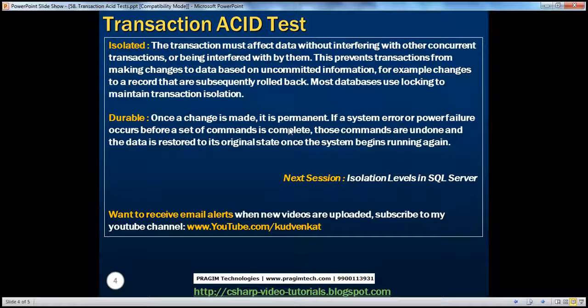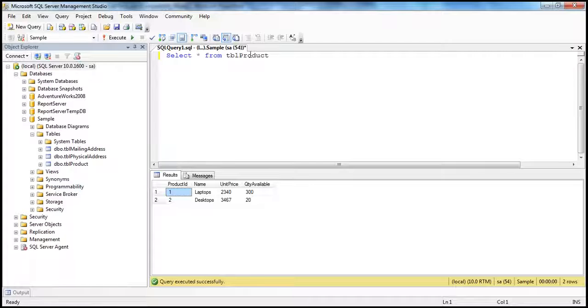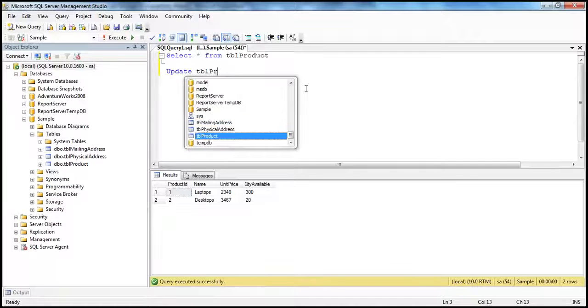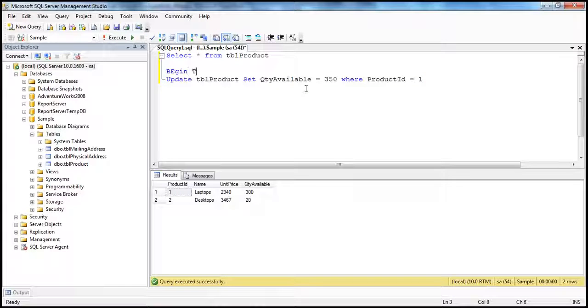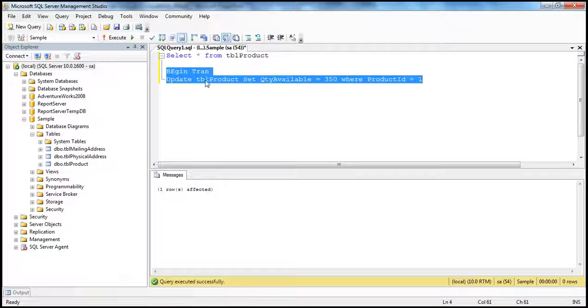Let's see how a transaction achieves isolation. I have this table here, TBL product. Now let's say this is one of the transactions where I am updating this table, TBL product, set, let's say, quantity available equal to 350, where product ID is equal to 1. And now let's make this update statement part of the transaction. So begin transaction. Now when I execute this, look at this, a transaction is now being processed on the TBL product table.